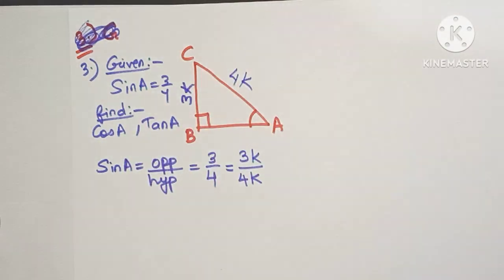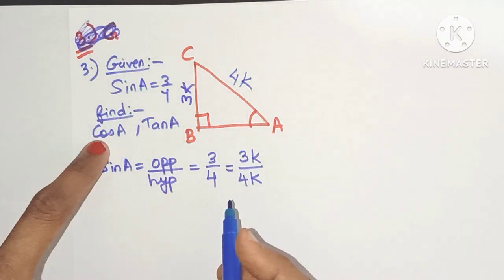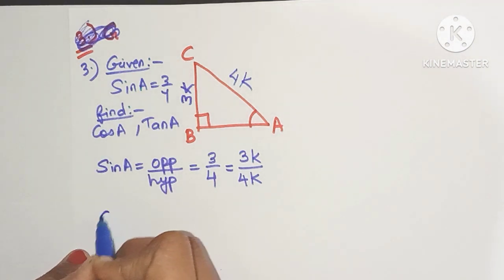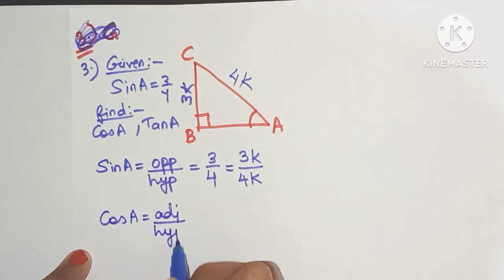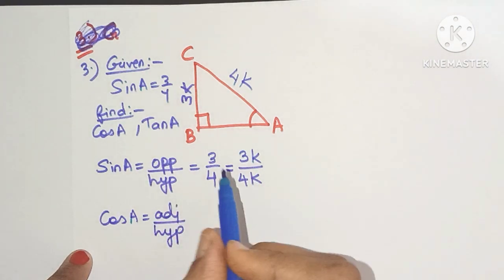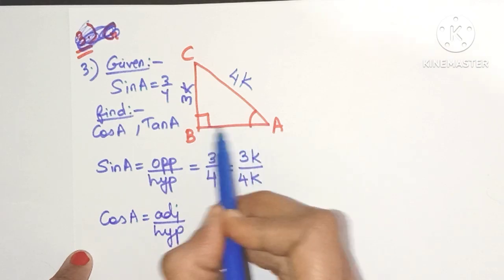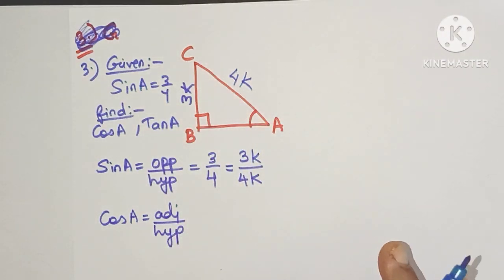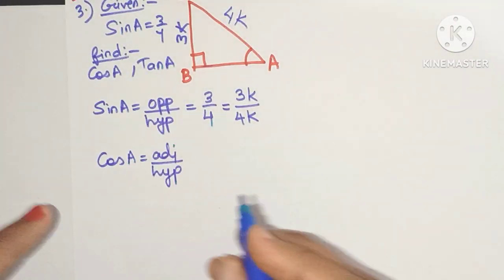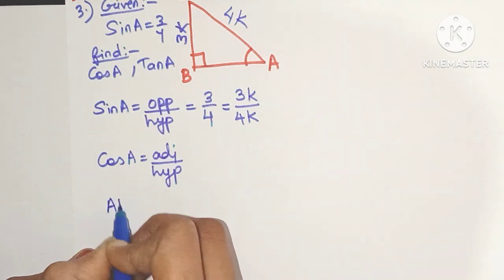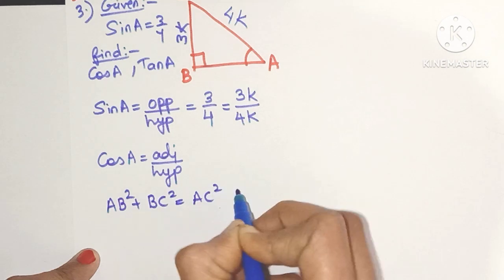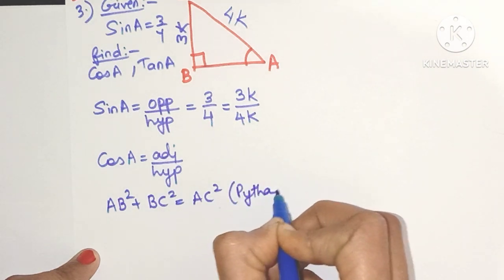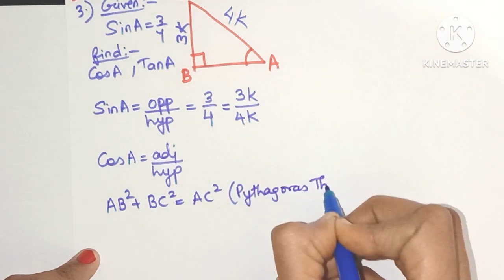Okay, this is clear. We have to find out cos A. Now you know the definition of cos A, right? It is nothing but adjacent upon hypotenuse. But the problem is we don't know the adjacent side. So our job now is to find the adjacent side. Again, let's use Pythagoras theorem. So AB square plus BC square is equal to AC square. Always write the reason here, Pythagoras theorem.